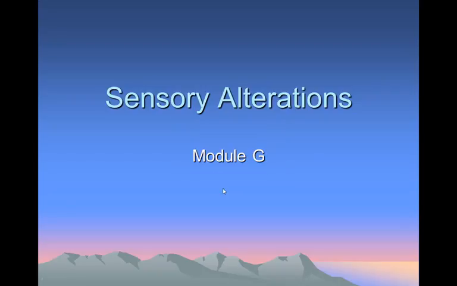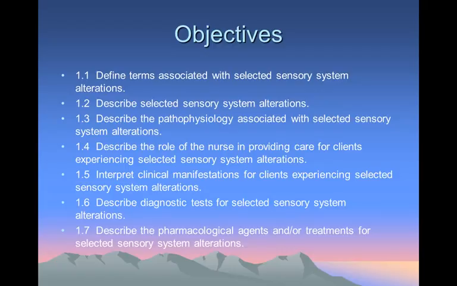This is Sensory Alterations. This is going to be part one. We're going to discuss eye trauma. This is from chapter 49 in your medical surgical textbook. There's a list of the objectives for a module.